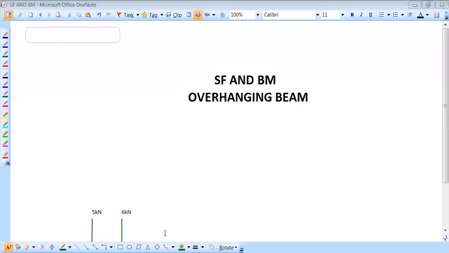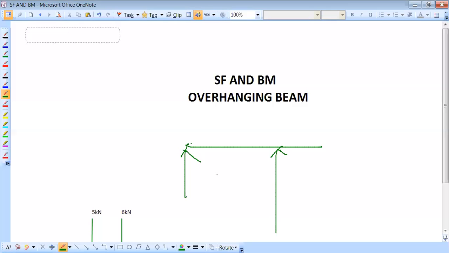An overhanging beam is a beam where one end is fixed or supported, and there are two or more supports, so that a portion of the beam is hanging. That means if it is a simply supported beam and an extra portion hangs beyond the support, it is known as an overhanging beam. Today we are going to discuss how to draw the SFD and BMD for overhanging beams.